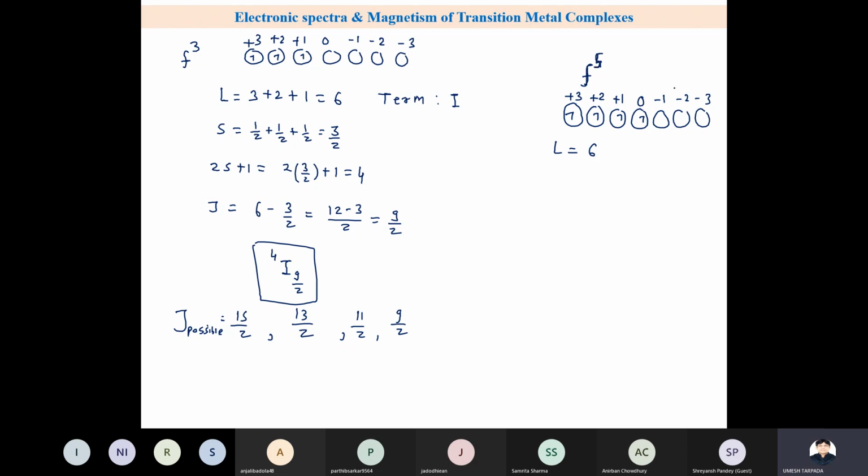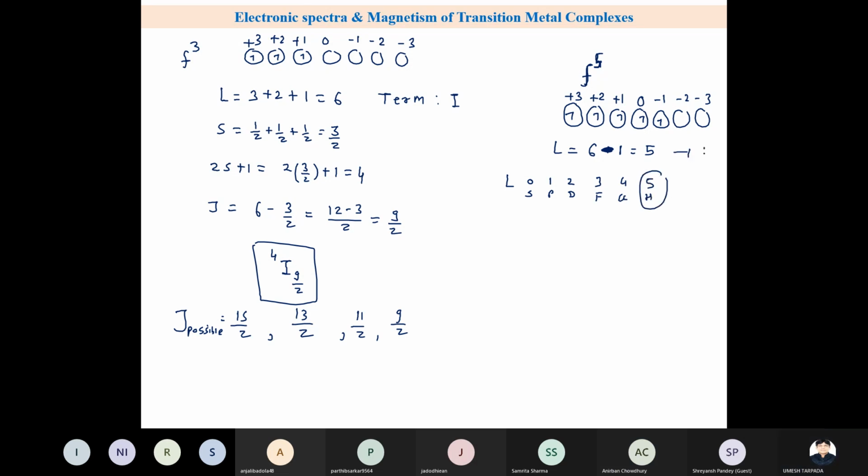Let's go to F5 so that we get a new term. So it is 6 plus 6 minus 1, that is 5. So which term is there? L value 0 is S, 1 is P, 2 is D, 3 is F, 4 is G, 5 is H. Yes, so it's an H term.